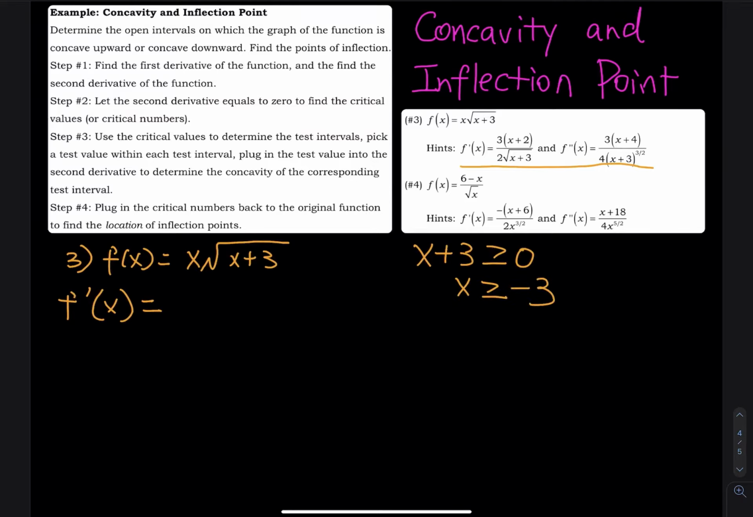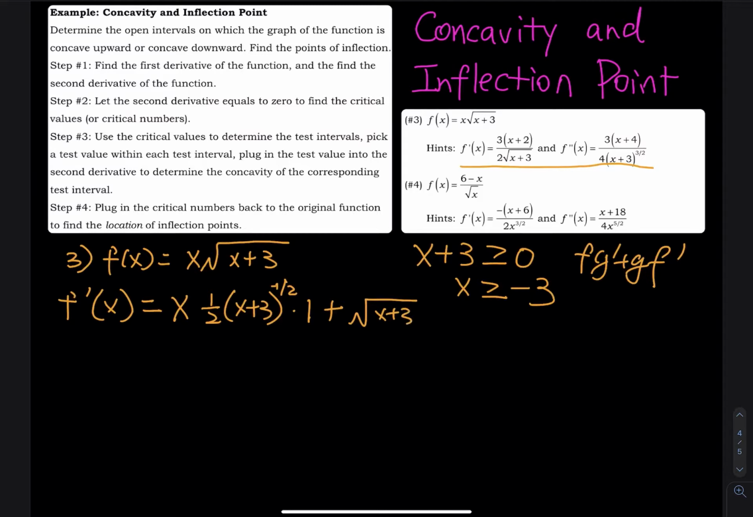So let's do the first derivative. Using the product rule, that is fg prime plus gf prime. So we have x, and then we bring the 1/2 down, x plus 3 to the negative 1/2, and then the derivative of x plus 3 is 1, and then plus g f, the square root of x plus 3, times the derivative of x, which is equal to 1. Then I want to simplify as much as I can. So this, we have x over 2 square root of x plus 3, and then we add the square root of x plus 3.